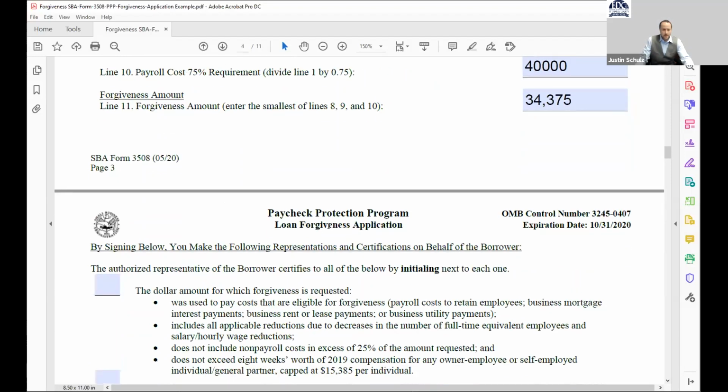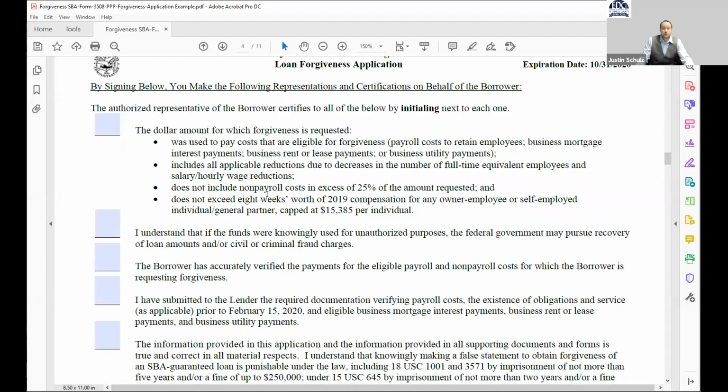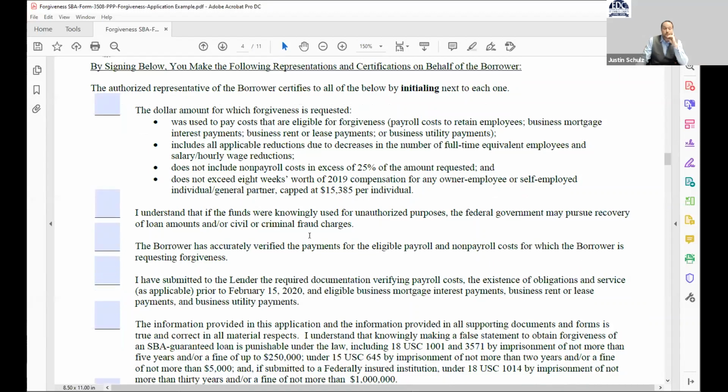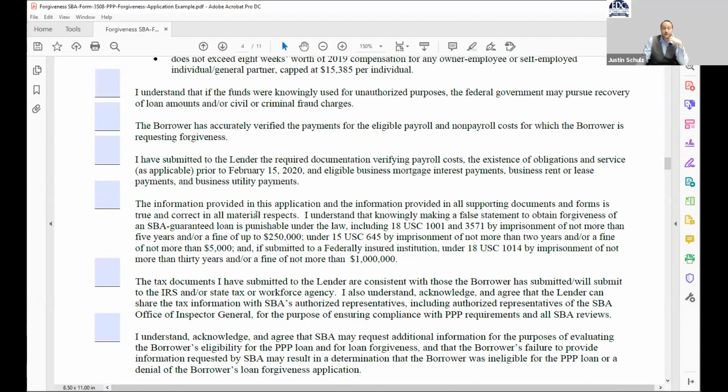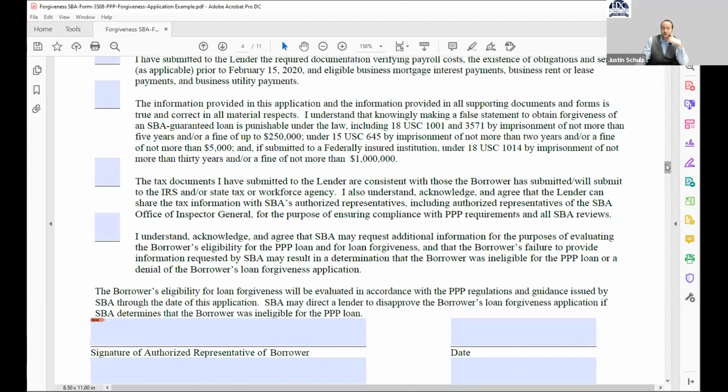The only part of the application I did not go over is the representations and certifications on behalf of the borrower. You're going to go through here and certify everything, which basically says that everything you're putting in here is true. You didn't make anything up. We understand that there are civil or criminal repercussions for fraud charges, et cetera. So go through this and read through that. Those are certifications you have to make.